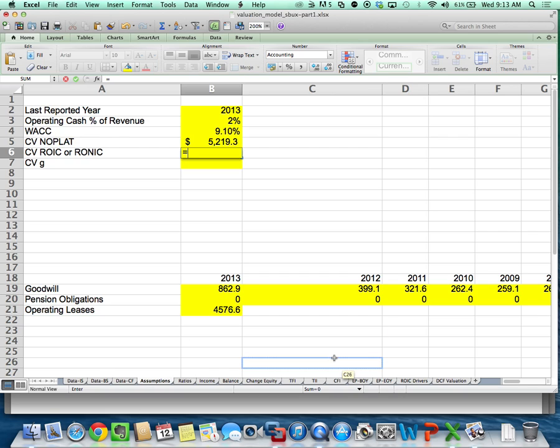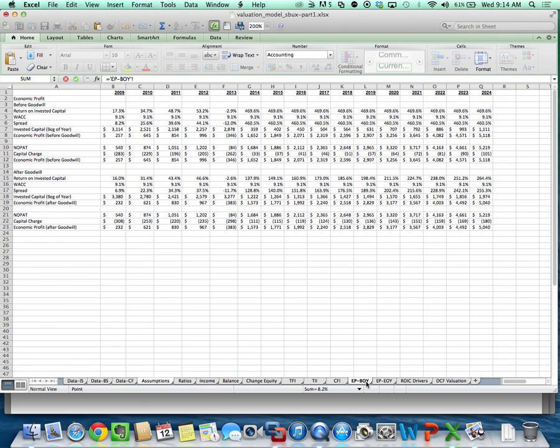So I have two tabs for economic profit, EPBOY, EPEOY, beginning of year, end of year. What I need to get this valuation right is to use the beginning of year ROIC. So on the EPBOY tab, there is a return on invested capital for the firm. There's a before and after goodwill. So I always want to do after goodwill when I do my valuation. So after goodwill, return on invested capital is this number. It's a crazy 260% number.